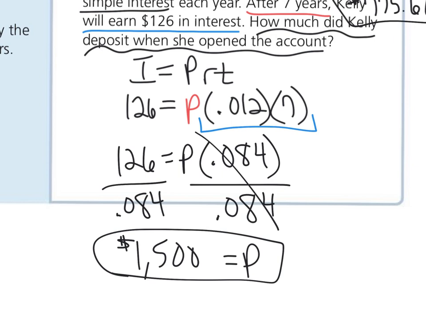If you have time, what you could do, take the $1,500, put that in place of the principal, and work this out and just verify that you get $126. As long as we set everything up correctly initially, we should be in good shape with that answer. One final note in addition to this, if you remember, we did a lesson on tax, tips, and commission, so make sure you look over that as well.